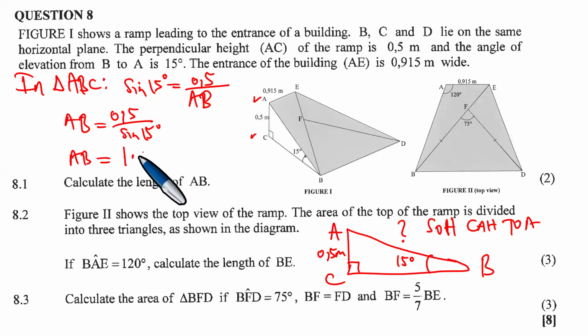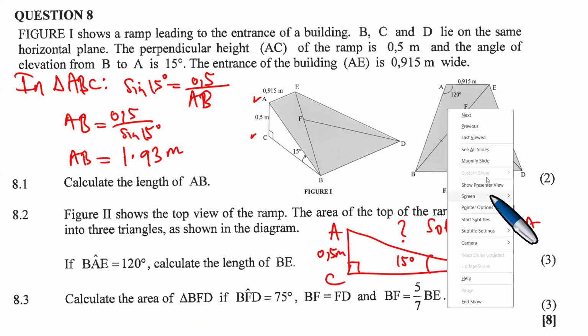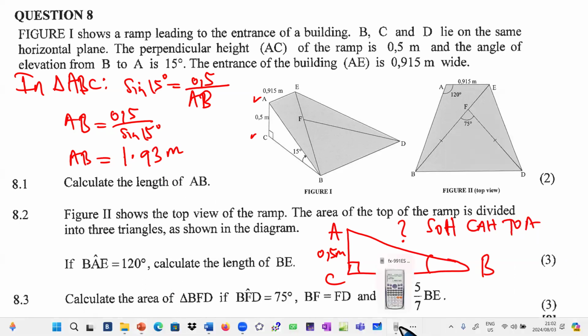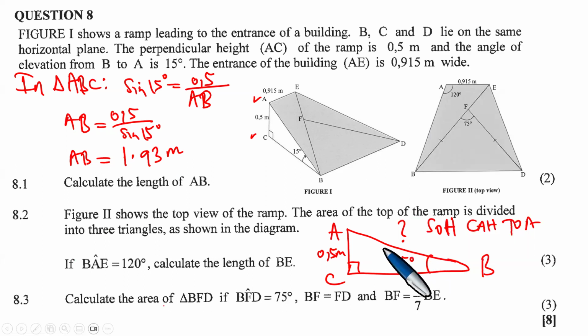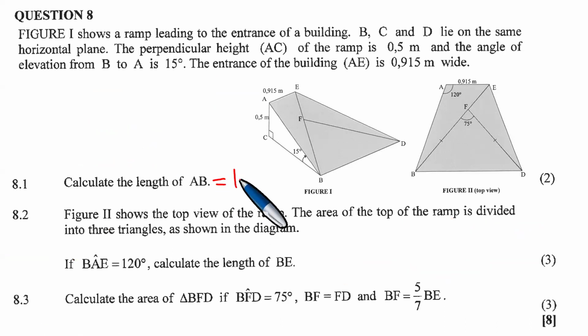1.93. Okay, let's write properly. All right, so we're going to write 1.93 units. Right, and the unit is the meter. So 1.93 meters. So your AB is 1.93 meters.